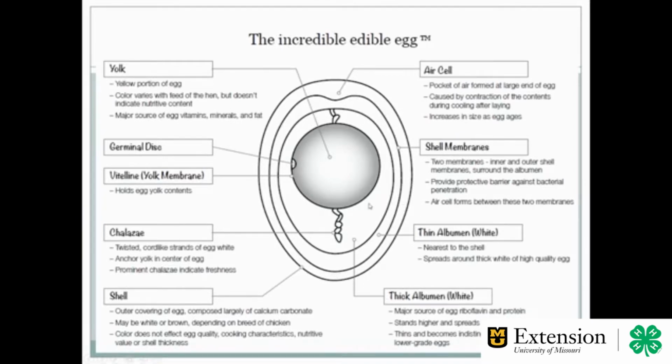Then we have the thick albumin, which is closest to the yolk. It's high in riboflavin, and it's almost pure protein. We'll see the difference when we dissect the egg. The thick albumin kind of stays all together and rises up above the thin albumin. The thicker the thick albumin is, the better quality the egg is. Again, we're going to see this as we go through our activity.